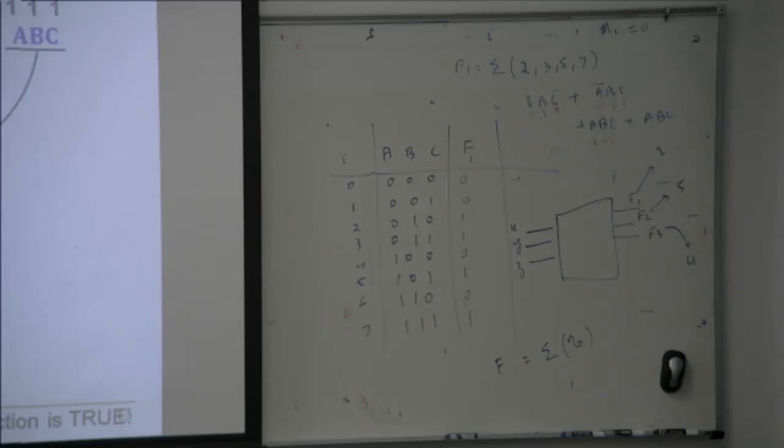And then how do we represent it? If there is a 0 in an entry, it is represented by the complement of the variable. So let's assume 0 is represented by its complement, and 1 is represented by the same variable without the complement.